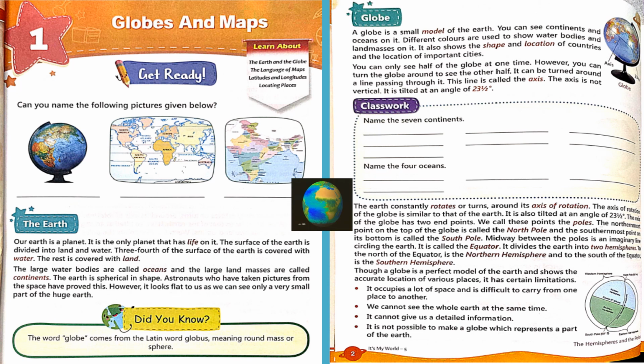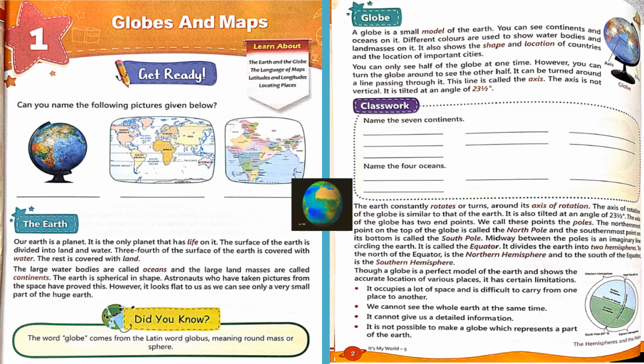Next one, we cannot see the whole earth at the same time. Next one, it cannot give us a detailed information. Next one, it is not possible to make a globe which represents a part of the earth.